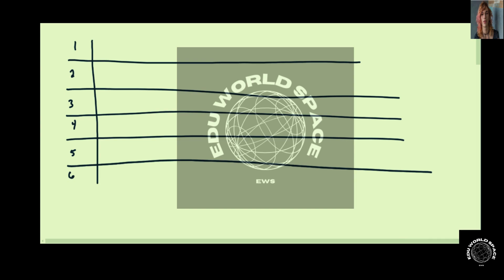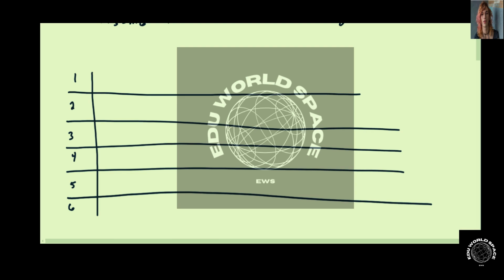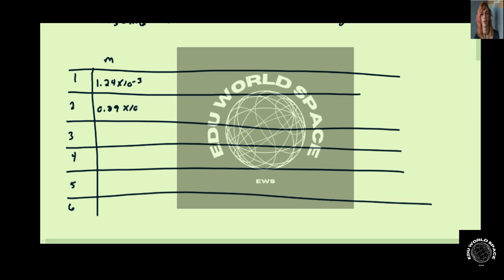At the top here, we have your M's, which we just found. So we got 1.24 times 10 to negative 3, 0.89 times 10 to negative 3, 1.48 times 10 to negative 3, 1.24, 0.89, and 1.48, okay?